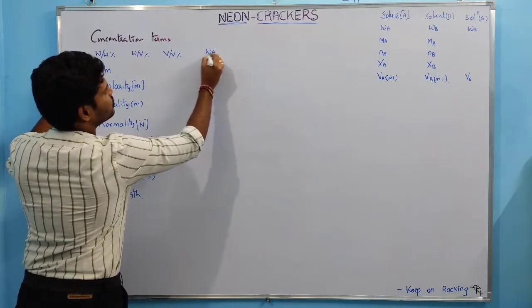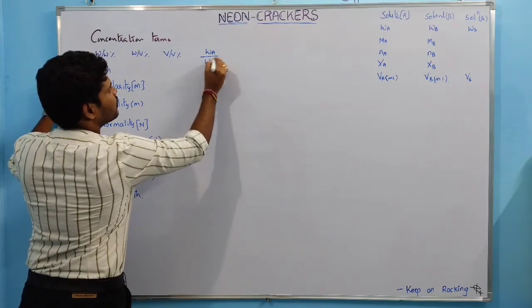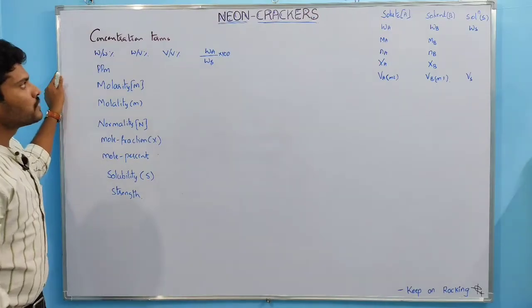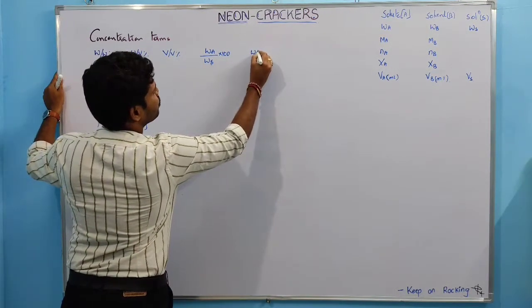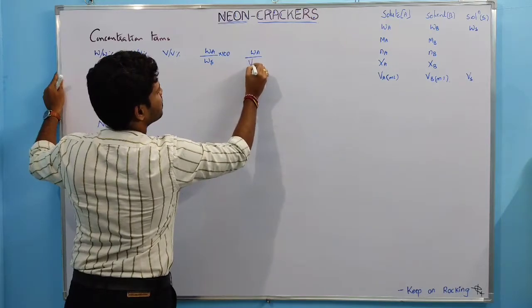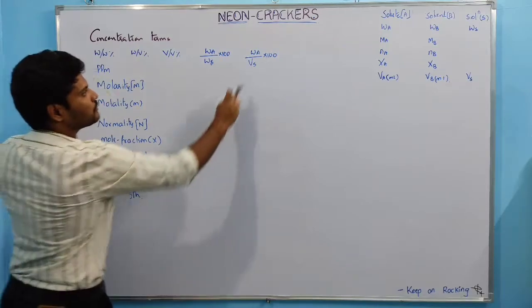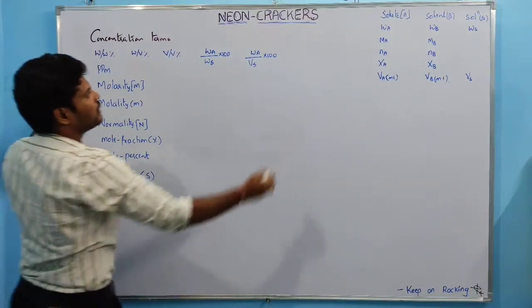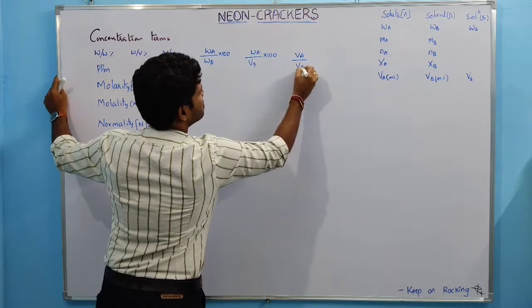So what is the weight by weight equation? The weight of the solute that is dissolved in 100 grams of solution. Next, weight by volume: the weight of the solute that is dissolved in 100 ml of the solution, where VS is the volume of the solution in ml. The last one is VA upon VS into 100.